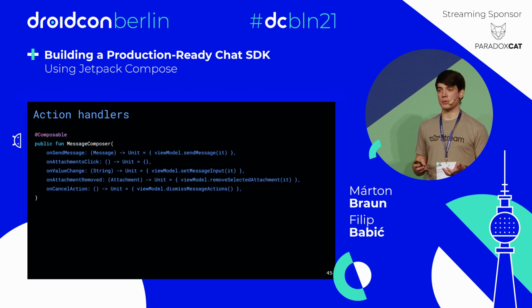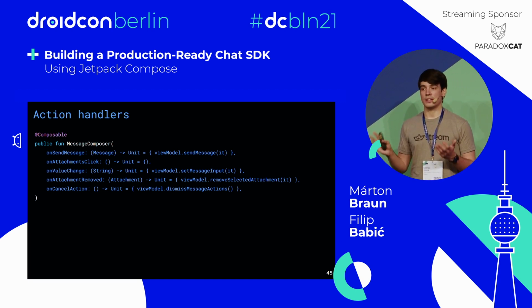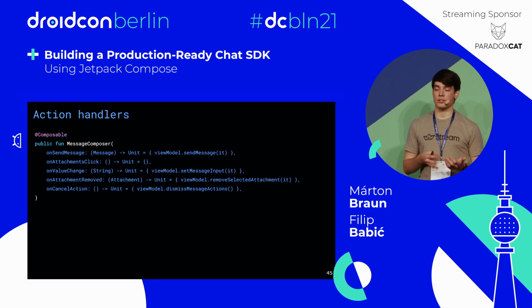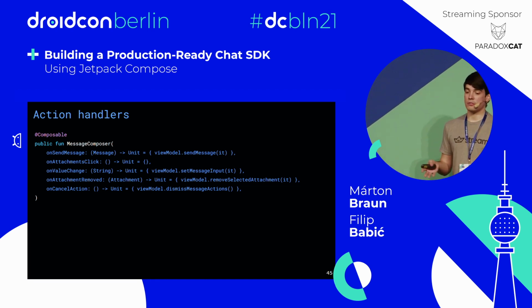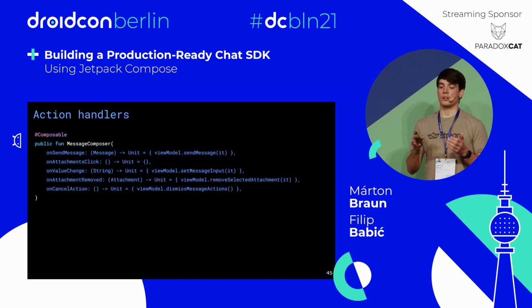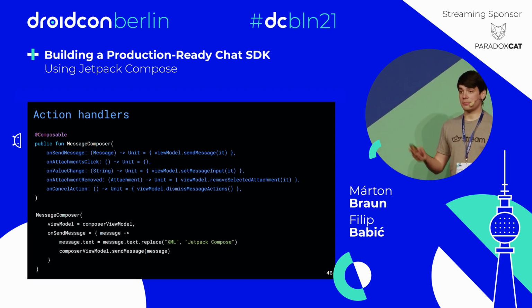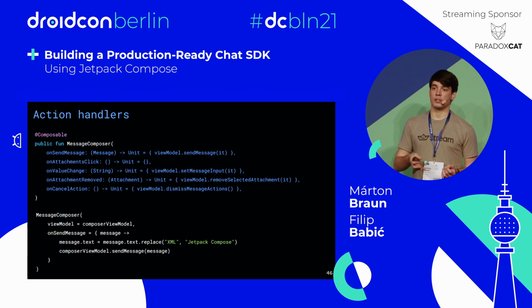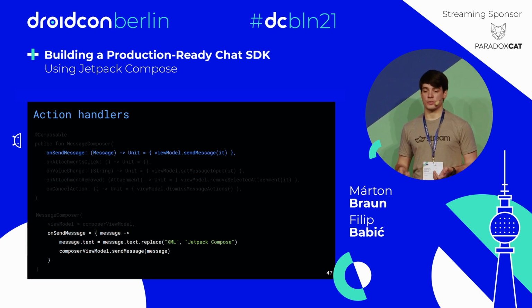Then we have action handler customization. In the case of bound components, we're defaulting to handling all of the actions that we possibly can by propagating them to the view model. For example, when the value changes inside the input field, we're going to update the state in our view model. Or when the send button is pressed, we're going to use the view model to call into our API and actually send a message.